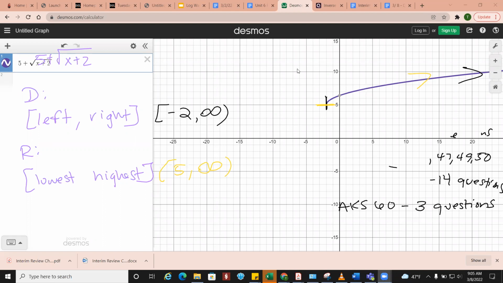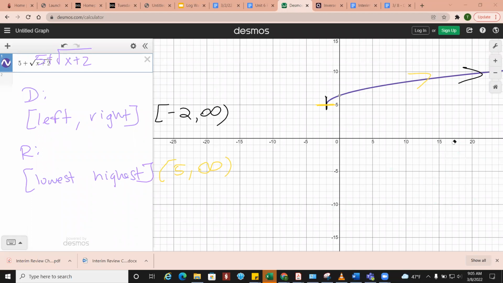Now, when I ask you to do a little sketch, all I'm asking is for you to give me the shape of the graph. So when you do the shape of the graph, you're going to start from here, and then go to the right.